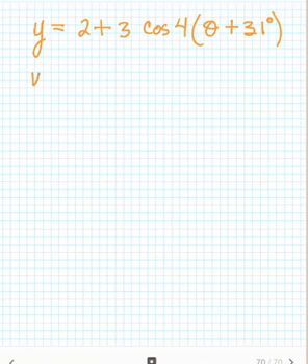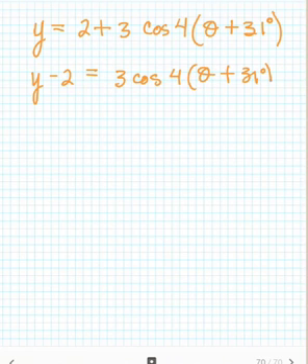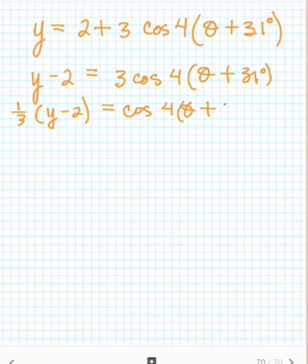First of all, I'm just going to use some simple algebra. y minus 2 equals 3, of course, times the cosine of 4 times theta plus 31. I have to be careful here; I write small and need to make sure I have enough room. Then I'm going to take 1/3 of both sides, so 1/3 (y minus 2) equals the cosine of 4 theta plus 31 degrees. So I get rid of that amplitude, right? Then I'll take the arc cosine of both sides.